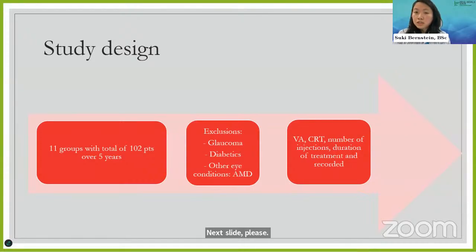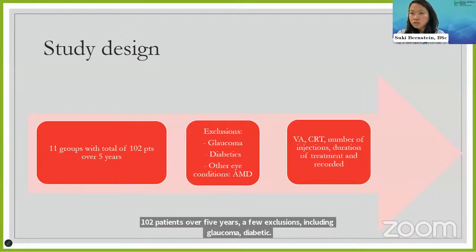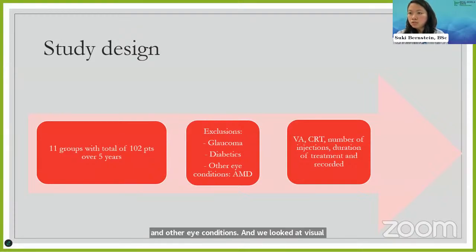So this is what we did. We took 11 groups, a total of 102 patients over 5 years, with a few exclusions, including glaucoma, diabetic, and other eye conditions. And we looked at visual acuity, CRT, and the number of injections, and we recorded this. Next slide, please.